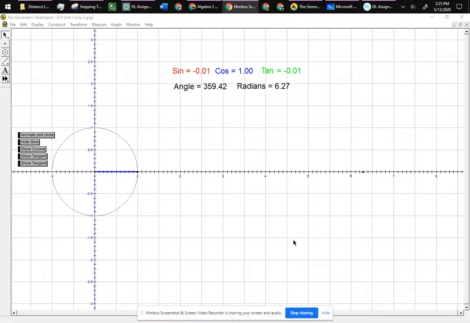Hey guys, so this is the unit circle. After you've seen the idea of shrinking those triangles by half, here's an example of the unit circle where, again, you have something at 0 degrees right now, and watch what happens.